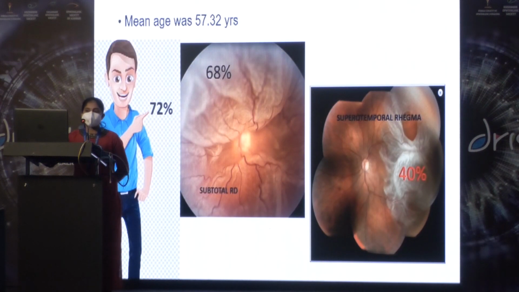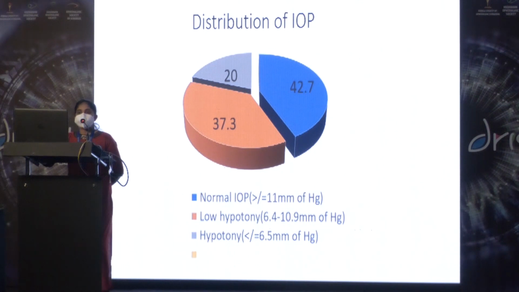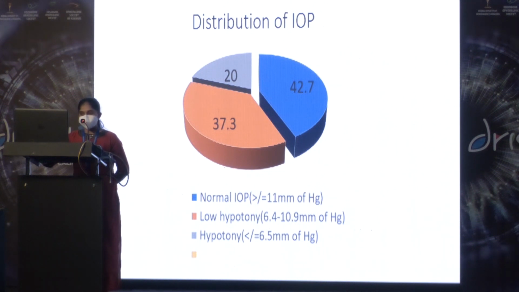The basic statistical evaluation showed that the mean age among the cases was 57.32 years, 72% of them were males, 68% had a subtotal RD, and 40% had a supratemporal rhegma. Coming to the distribution of IOP among the cases, about 42.7% had normal IOP, that is, more than or equal to 11 millimeters of mercury. 37.3% had low hypotony, that is, between the range of 6.4 to 10.9 millimeters of mercury, and 20% had frank hypotony, that is, less than or equal to 6.5 millimeters of mercury.